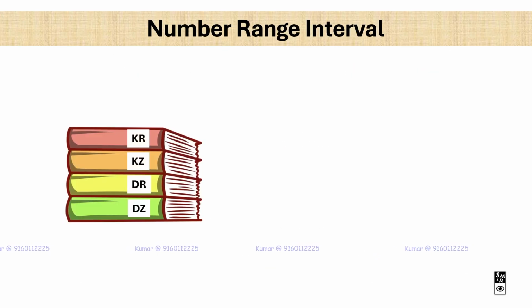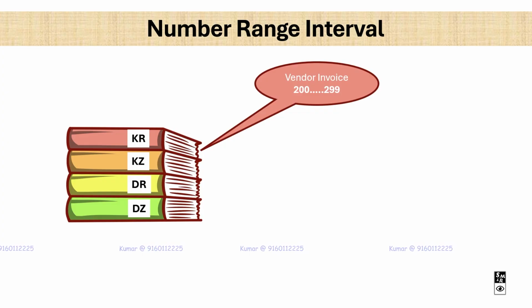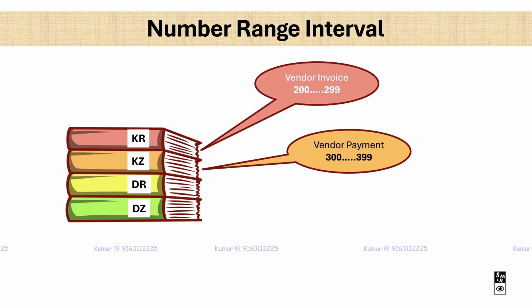And next is number range interval. Here, vendor invoice will have one number range. We are going to assign one number range for vendor invoice, and for vendor payment another number range interval should be assigned. If vendor invoice has 200 to 299, we cannot assign the same number range interval to the vendor payment. We need to assign a different number range, and that should not overlap with 200 to 299. Vendor payment number range interval should not overlap with vendor invoice 200 to 299. So a new number range interval should be taken.